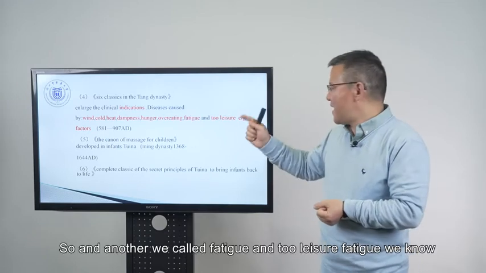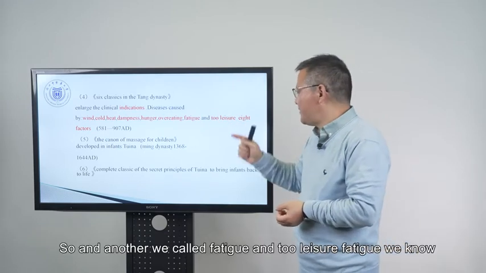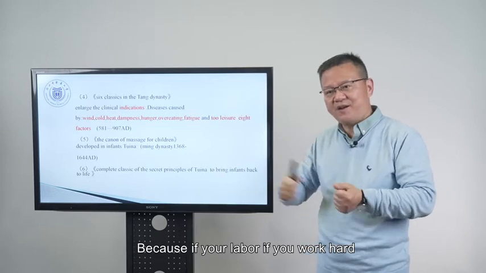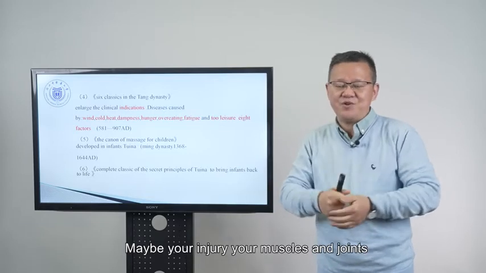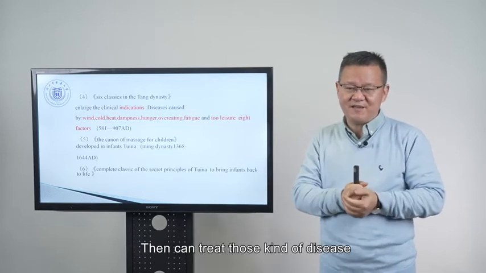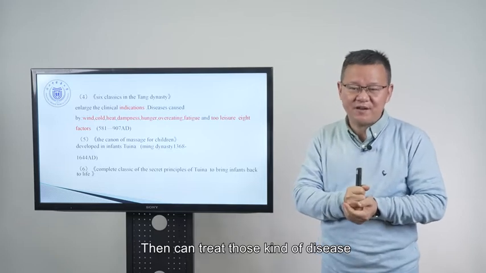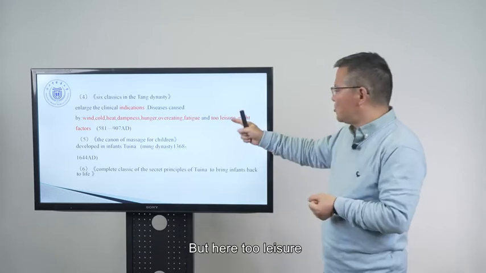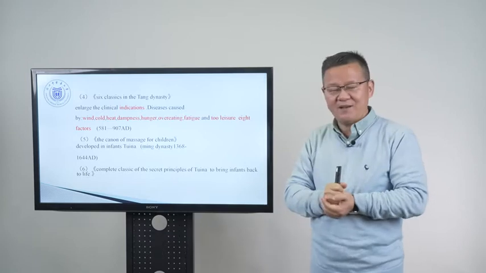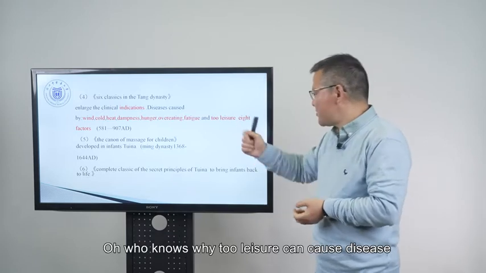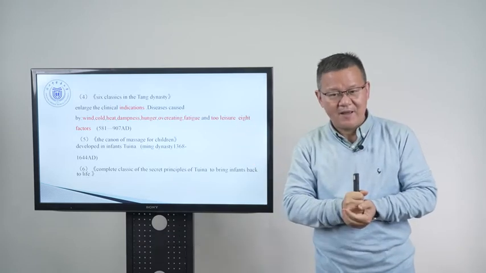And another we call fatigue and tolerate. Fatigue we know, because if you labor, if you work hard, maybe you injure your muscles and joints, then Tuina can treat those kinds of diseases. But here, too much leisure. Who knows why too much leisure can cause diseases?